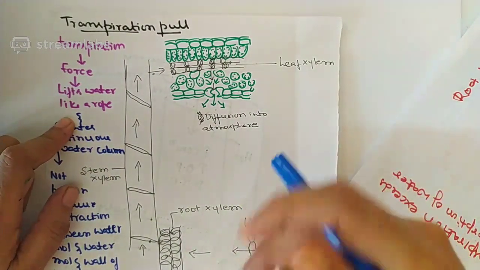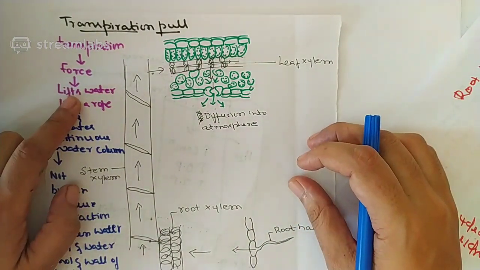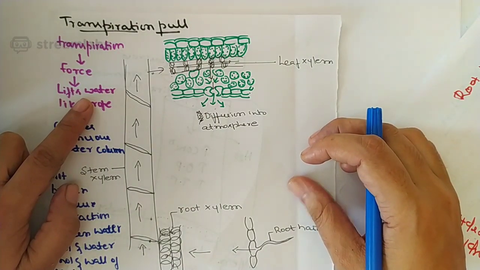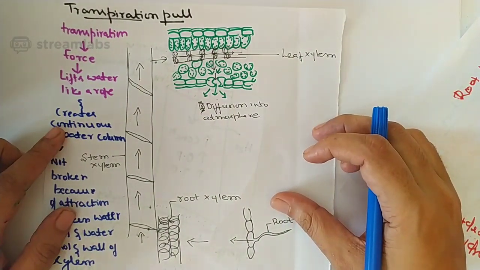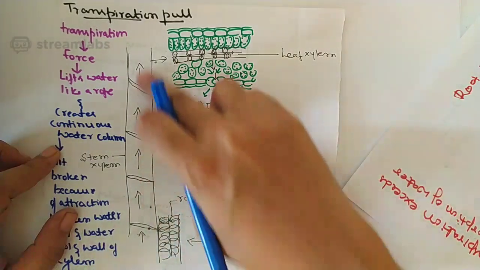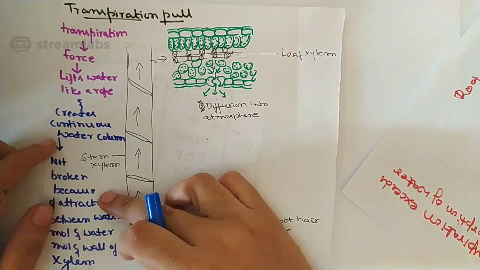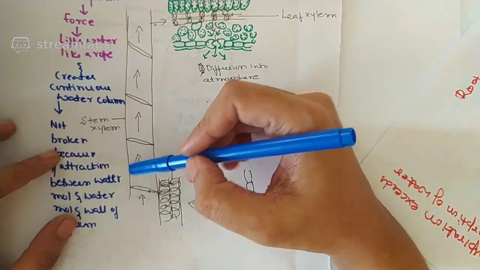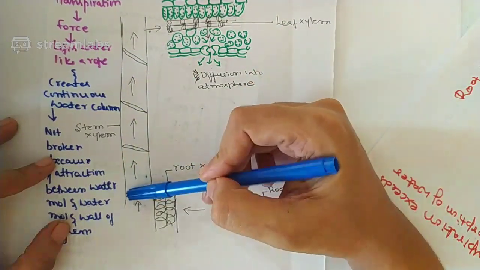Like how we lift the water from the well with the rope. So this transpiration helps in lifting of the water from the soil to each and every part of the plant body. As a result, when it is lifting the water, there is a continuous water column inside the plant body, and this water column is not broken. The water column is not broken because there is attraction between the water molecules.